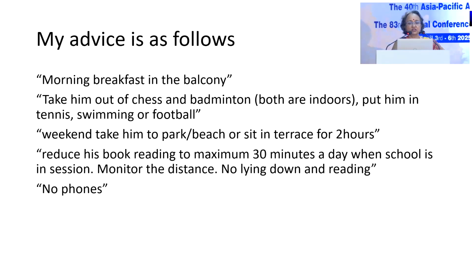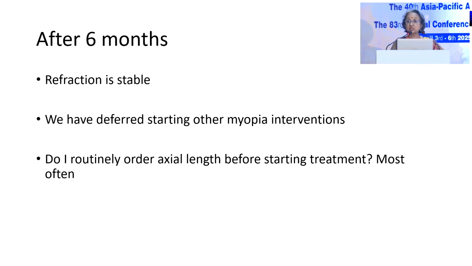So my advice is like this. Morning breakfast is in the balcony. Take him out of chess and badminton because both are indoors. Put him in tennis, swimming or football. We can take him to park, beach or sit in terrace for 2 hours. Reduce book reading to maximum 30 minutes a day when school is in session. Monitor the distance. No lying down and reading. No phones. After 6 months they come back. Refraction is stable. So we have deferred starting other myopia interventions.